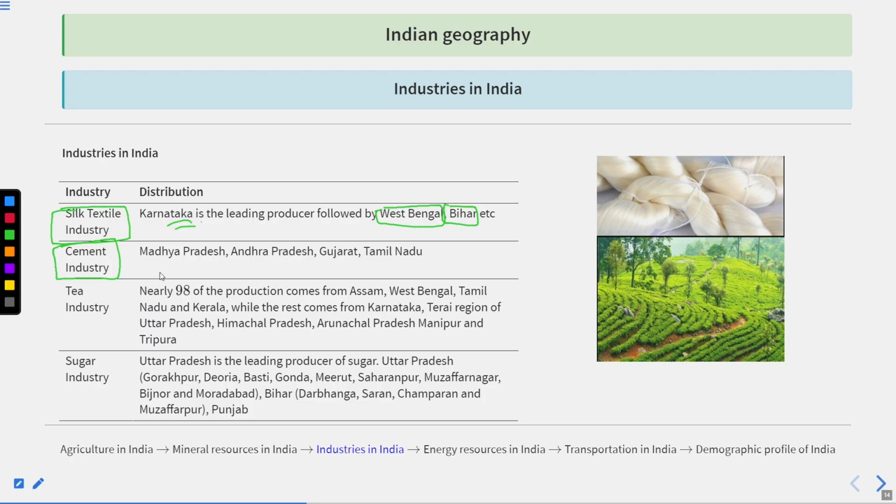Cement industry: Madhya Pradesh, Andhra Pradesh, Gujarat, Tamil Nadu. Okay.